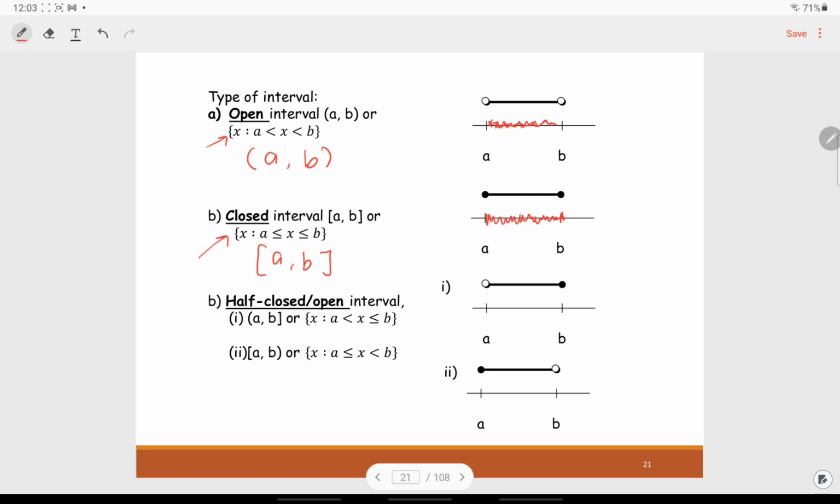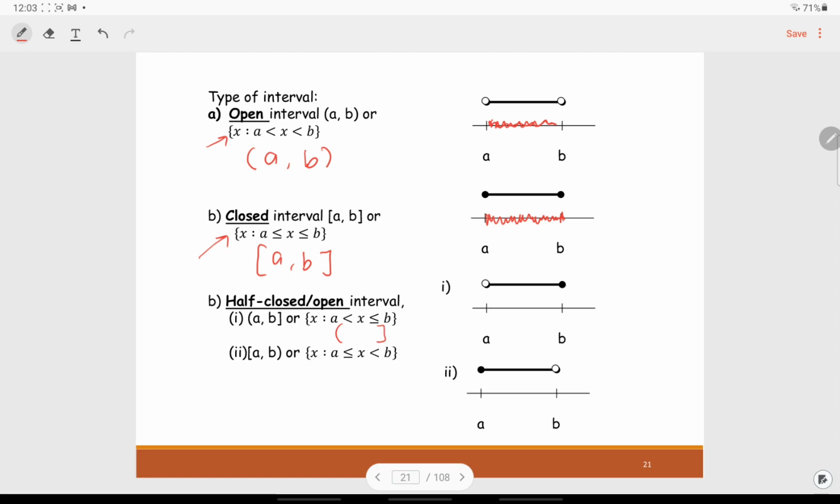Other than open and closed intervals, we also have half open and half closed intervals. For the half open and half closed interval, we have two types. The first one is the set of x where x is greater than a, so the open interval is at the left side, and x is less than or equal to b, so at the right side we have a closed interval.